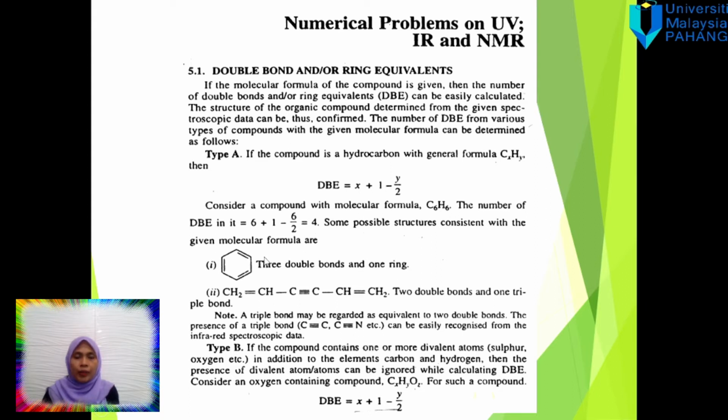Let's count how many double bonds and rings are inside this structure. This is 1 double bond. This is 1, 1, 1, 2, 3, and the ring is considered as 1. The total number of double bond equivalent is correct, there is 4. That's how the double bond equivalent is used to confirm our structure.